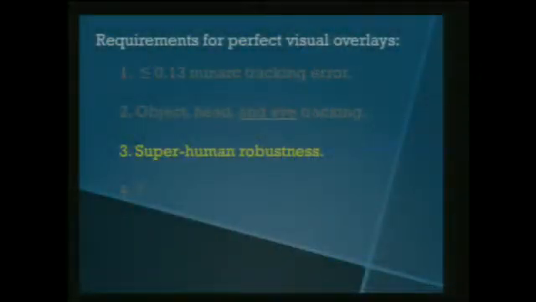So this gives us another requirement: we can't really have any false positives. Zero is maybe unattainable, so we need an extremely small chance of false positives. Furthermore, we need to fade out instantly if tracking fails, because we can at least let the user fall back on their normal vision system. So we need superhuman robustness.